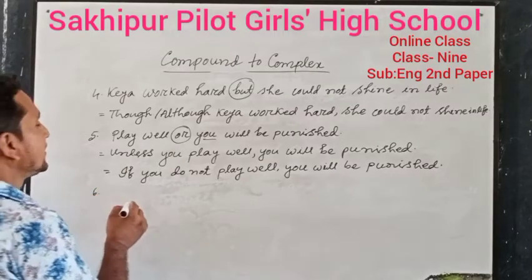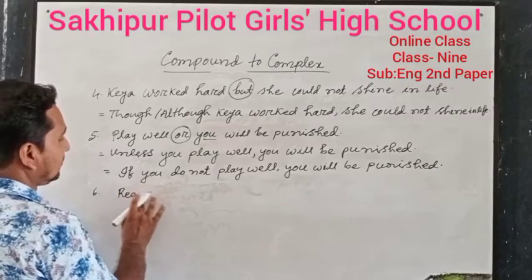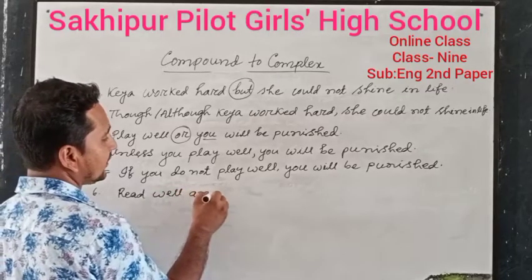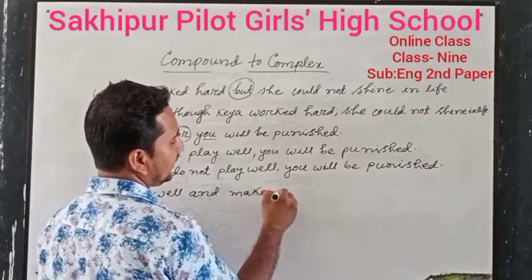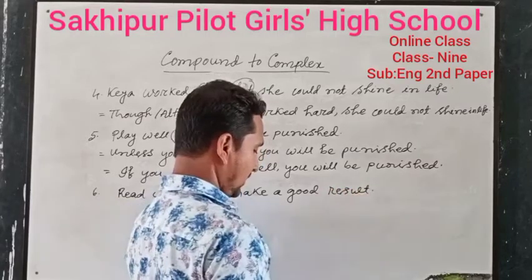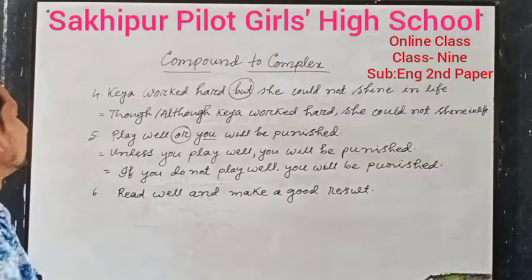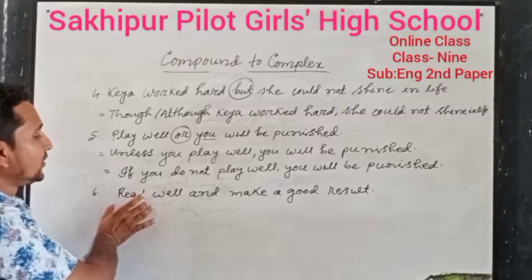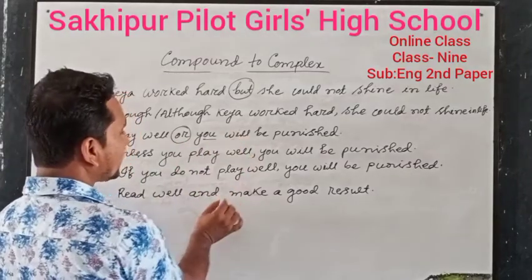If the complex compound sentence begins with the base form of a verb and the conjunction and, make a good result. What's the difference? Here the sentence has begun with this form of verb. Here also the sentence has begun with the base form of a verb, but here the conjunction or and here the conjunction and, there is no subject after the conjunction.